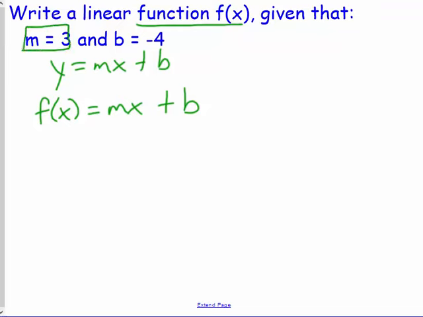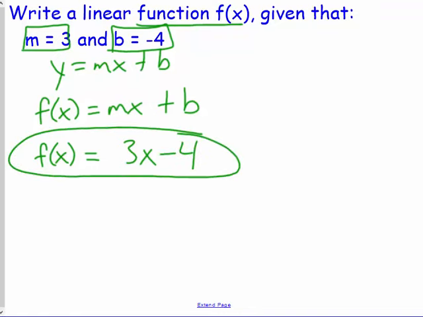It tells me what the slope is, and it tells me what the y-intercept is. It says it's a slope of 3 and a y-intercept of -4. I'm just going to plug those in. I'm going to say f of x equals 3x minus 4. And I've written that function. I've written f of x based on the information given.